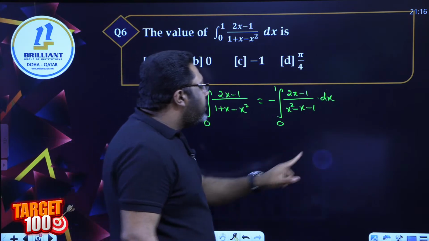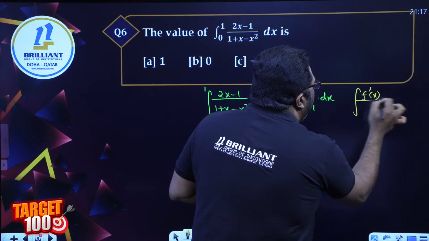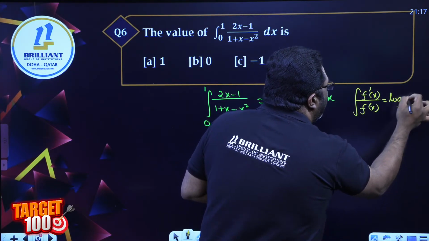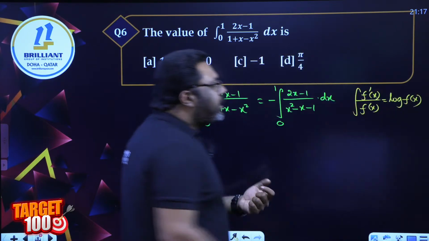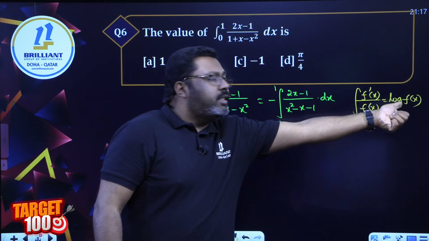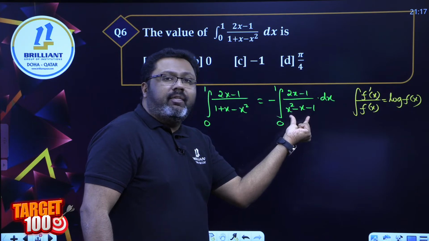The numerator is the derivative of the denominator. We can use the standard result. What is the standard result? The integral of f dash of x by f of x is log f of x. This is f dash x, and this is f of x.